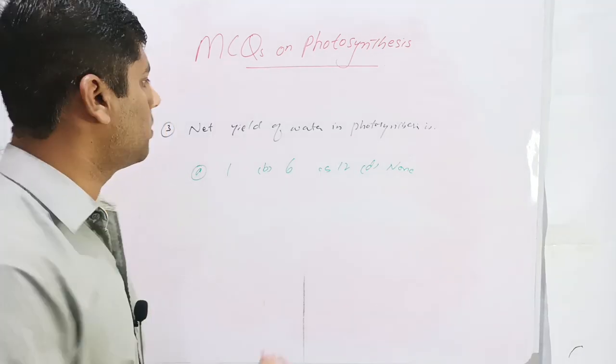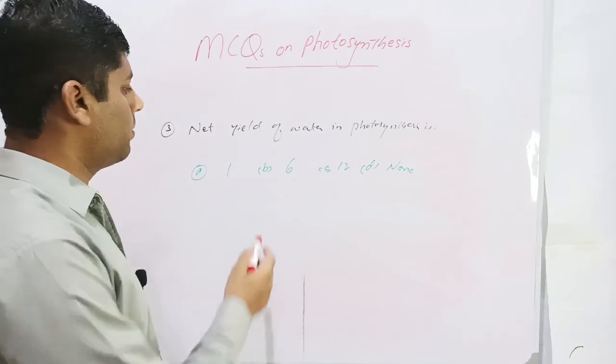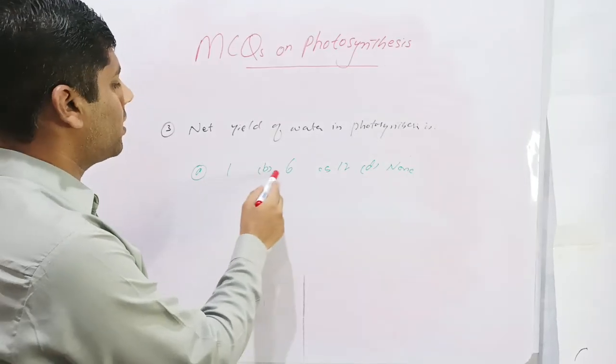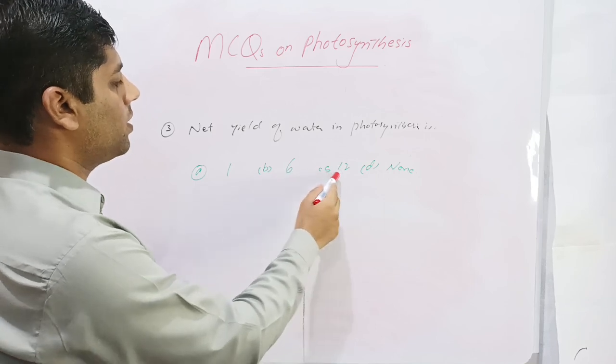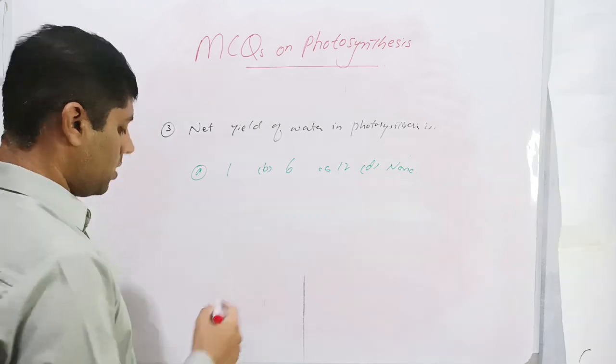Next question is, net yield of water in photosynthesis is, number of molecules are given here. First option is 1 molecule of water, second is 6 molecules of water, third is 12 molecules of water, and the fourth is none of these.